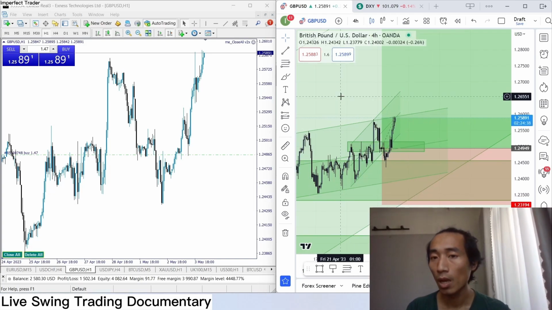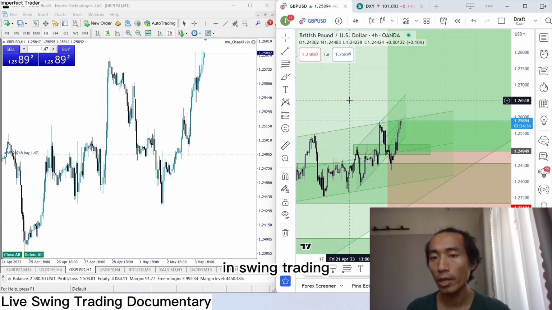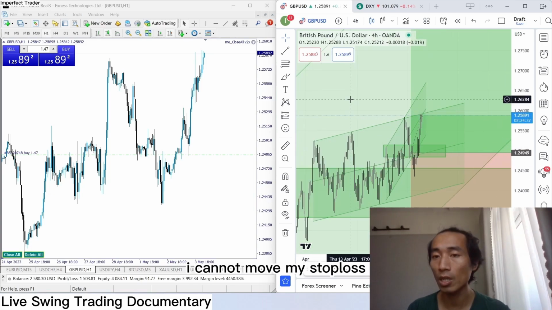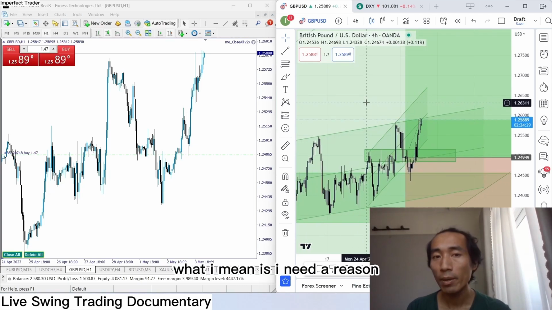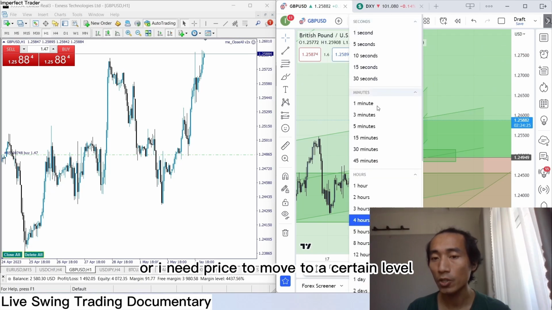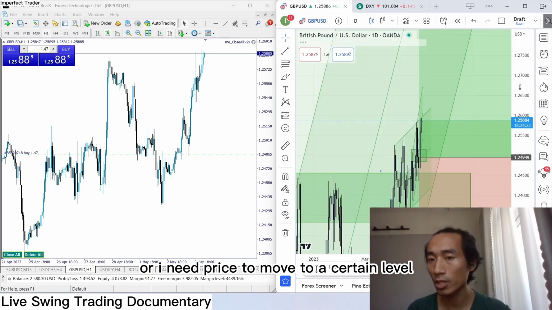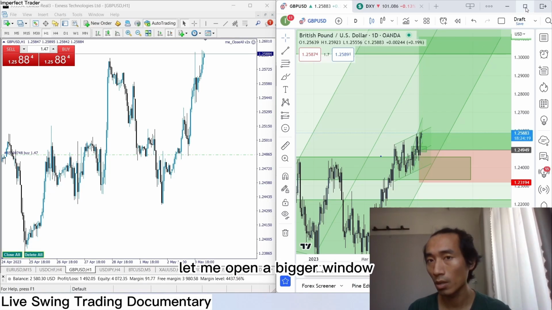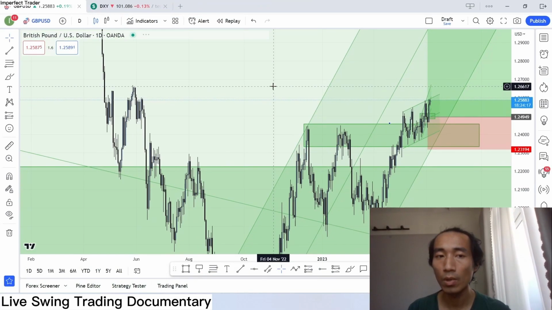In swing trading, even though I am in profits right now, I cannot move my stop loss. What I mean is I need a reason, or I need price to move to a certain level before I can actually move my stop loss. Let me open a bigger window.